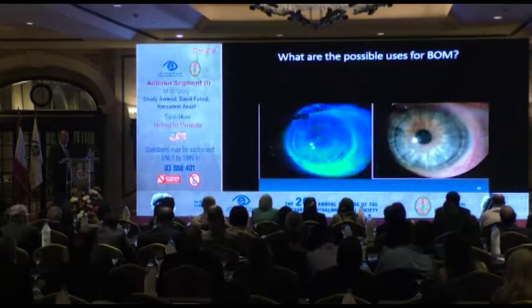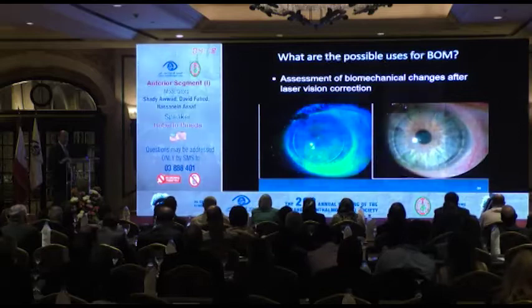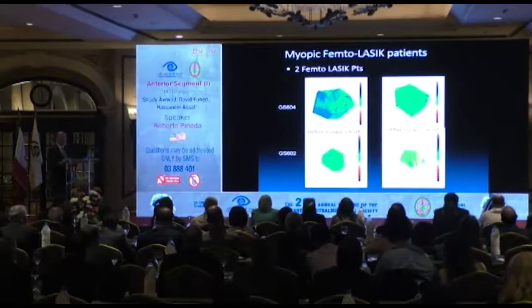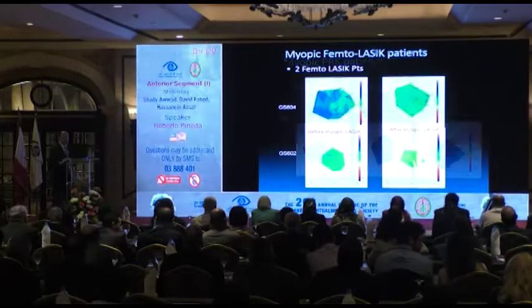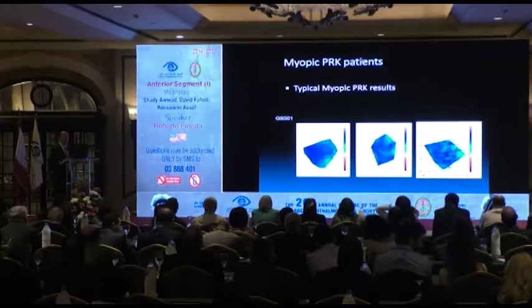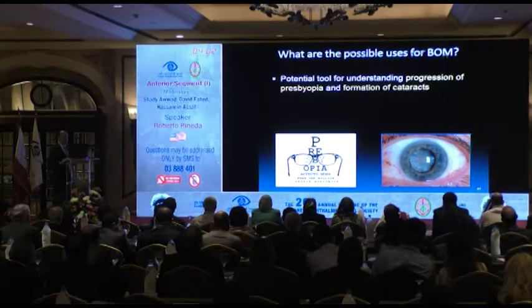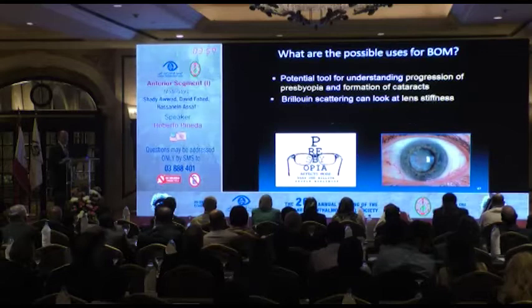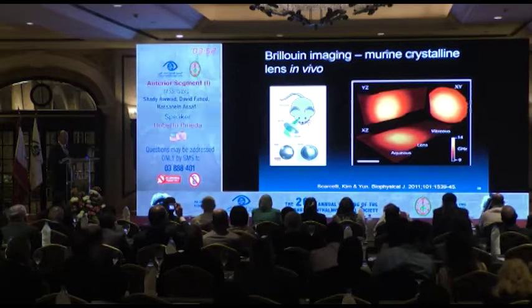We can also use this to assess changes after laser vision correction, and you can see these Brillouin microscopy maps before and after, and you can see there is a change in elasticity before and after LASIK. This is a PRK patient where it essentially stayed the same. Other uses include understanding the progression of presbyopia and formation of cataracts, and looking at lens stiffness. So we first did some animal measurements just to show that we could capture the lens with Brillouin microscopy.